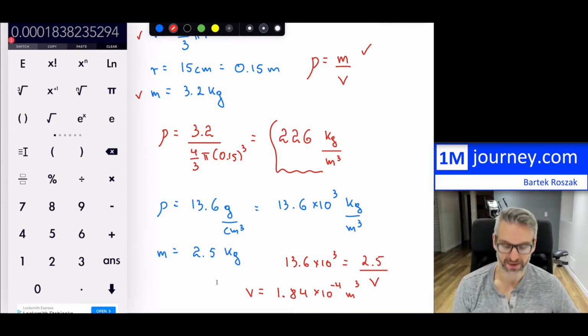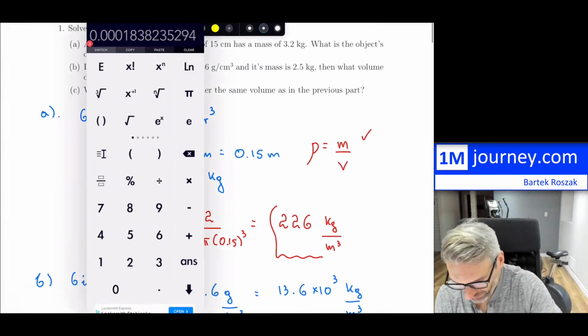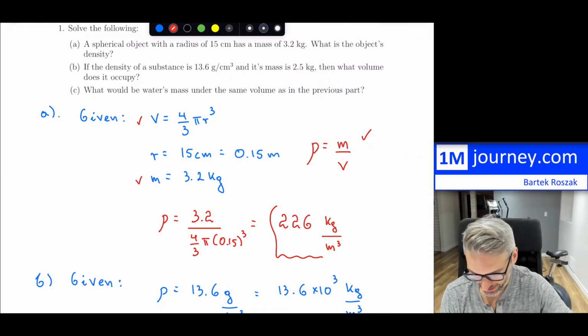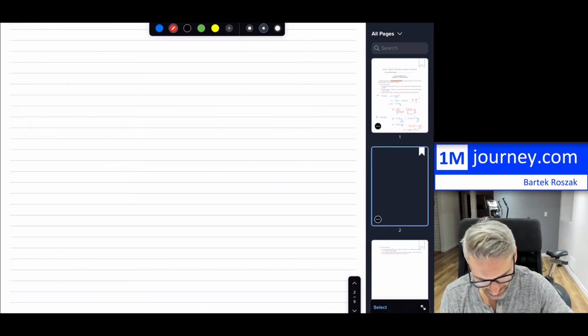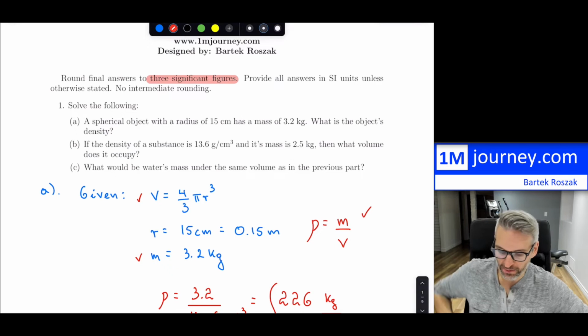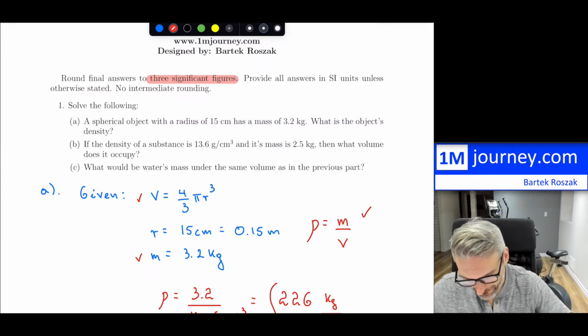All right, so there you have it. So that's the answer for this one. I don't think they asked us to put anything else in there. That is it. All right, now let's take a look at C. So I'm going to add an extra page in here so that we can take a look at that one. What would be water's mass under the same volume as in the previous part? Okay, so what would be the mass under the same volume?